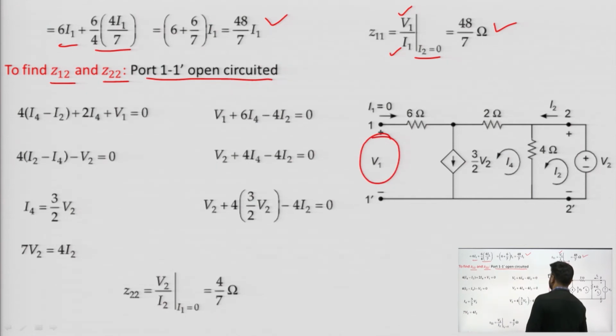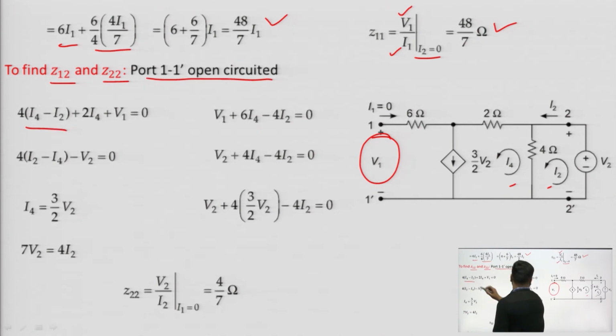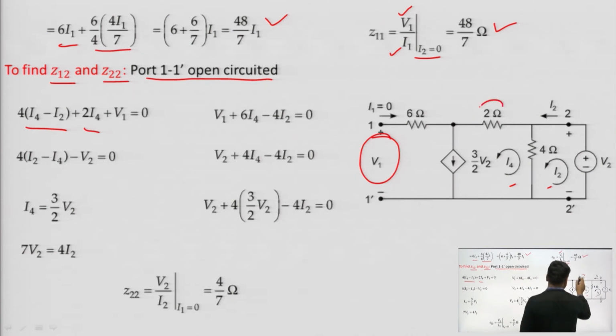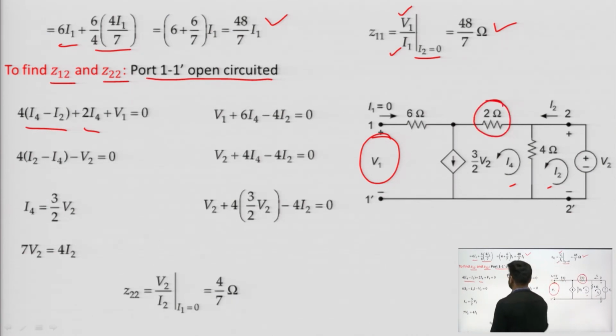Now we have opened this port. Now, when we open this port, we will apply super mesh in these two meshes I2 and I4. So, 4 into (I4 minus I2), the current which is flowing, plus 2 into I4, the drop across this 2 ohm, plus V1 equals to 0.